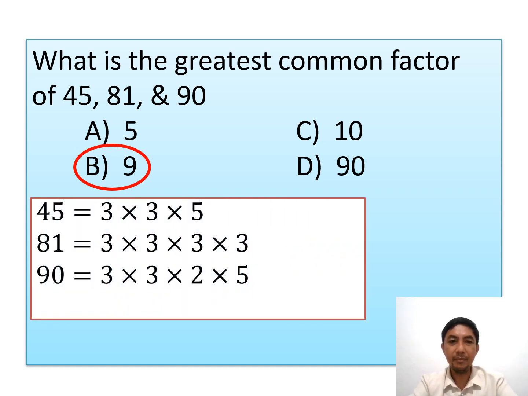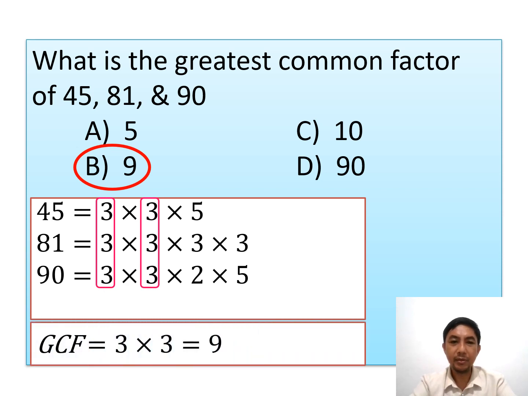So 45 can be equal to 3 times 3 times 5. 81 can be 3 times 3 times 3 times 3. 90 can be equivalent to 3 times 3 times 2 times 5. And we have common factors, 3. So to find the greatest common factor, just multiply the common factors. So 3 times 3 is equal to 9. That's the answer.